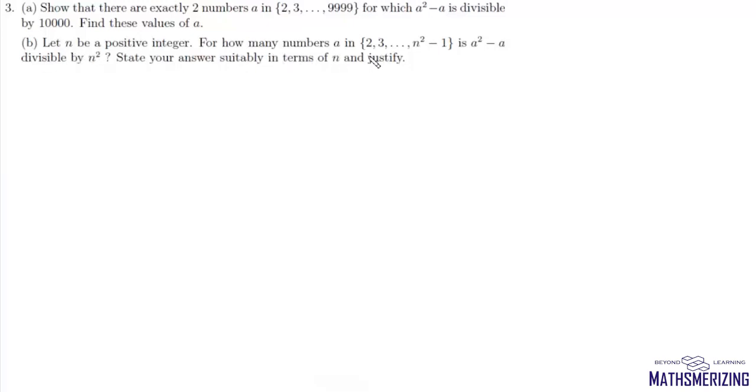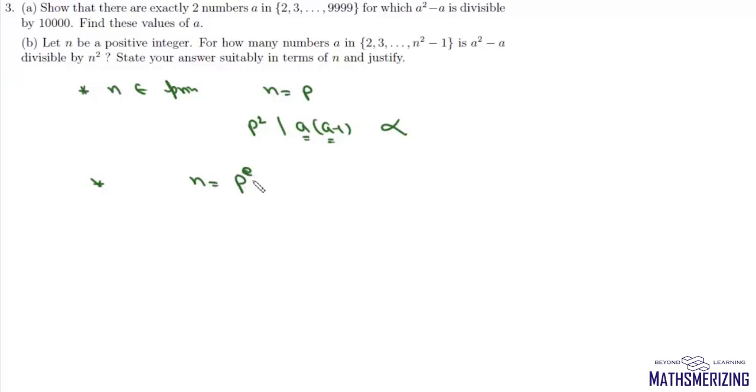Then for how many numbers a in 2, 3, up to n square minus 1 is a square minus a divisible by n square? Now, if n is a prime number, say n equals p, then if p square divides a into a minus 1, in that case one of a or a minus 1 is equal to 1, which is not possible. So if n is a prime number, then no value of a is possible. And we get the same scenario if n is not prime, but some power of a prime.